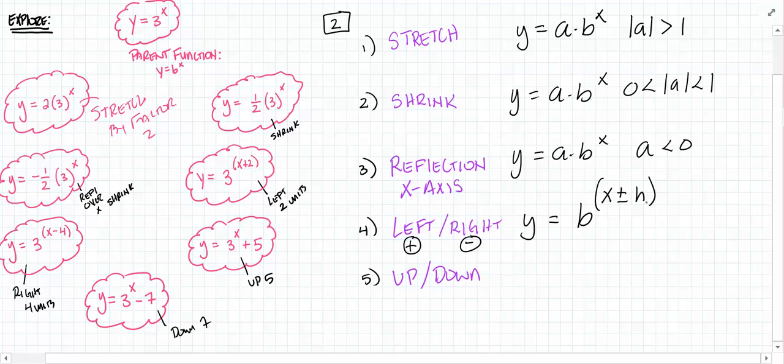Does that make sense to you? Okay. And then finally we have up and down, and it was of this form, y equals b to the x, and then plus or minus k. So if I'm adding plus or minus k on the outside, then it's going to be up or down.